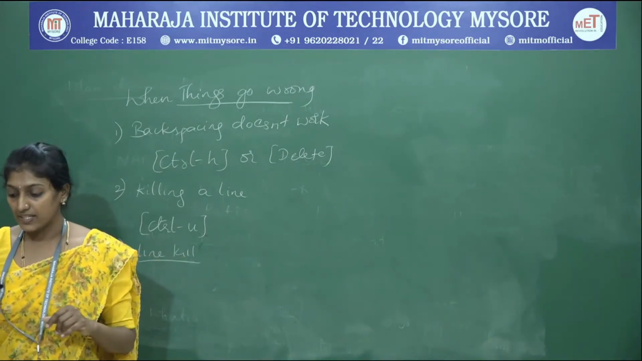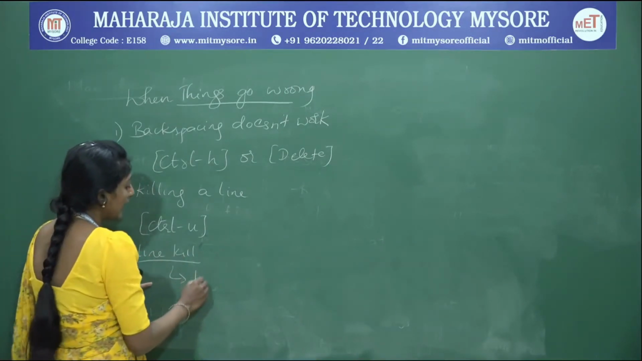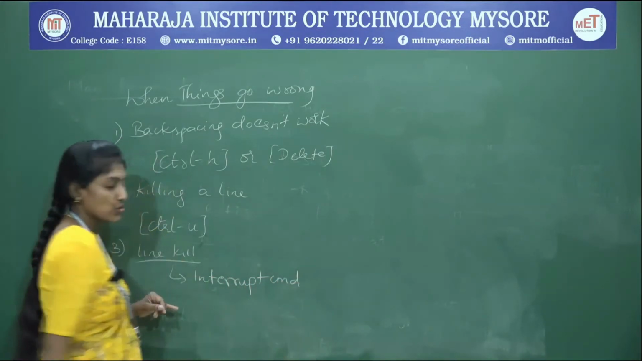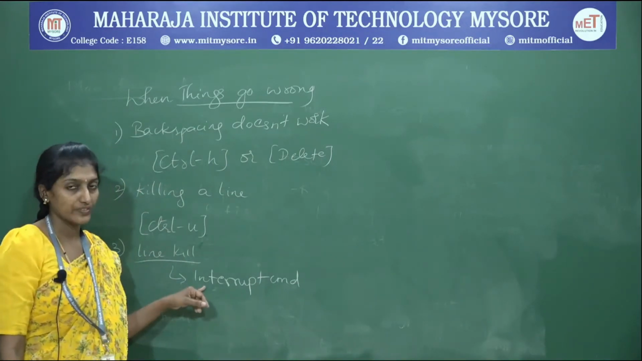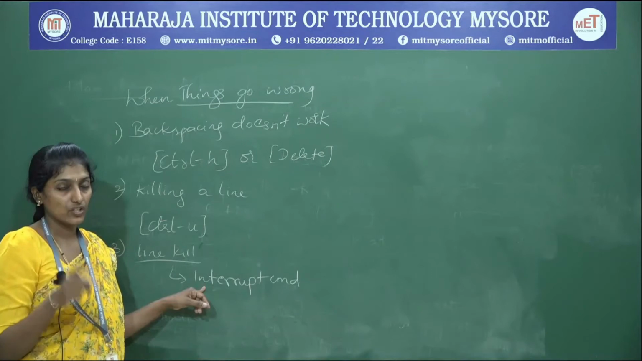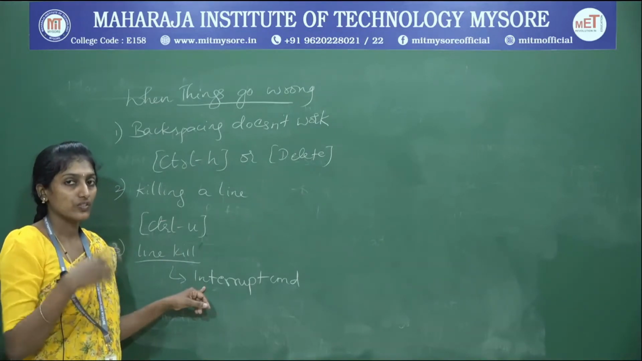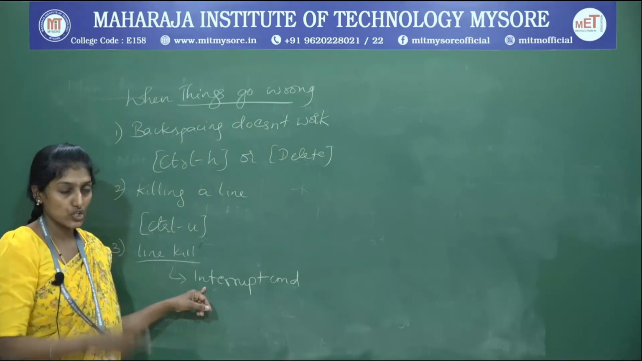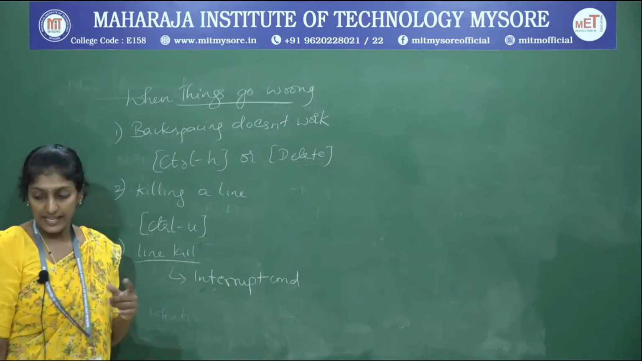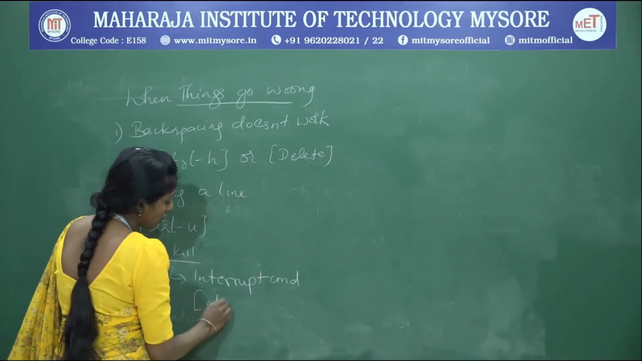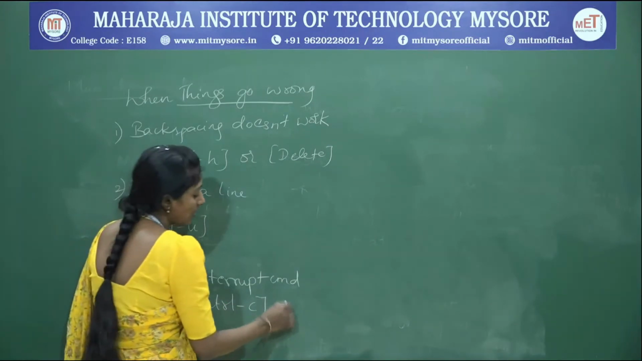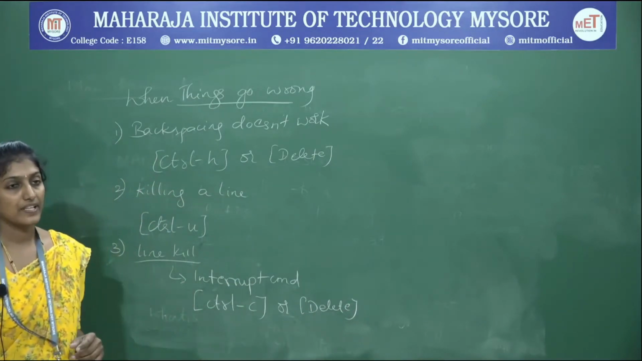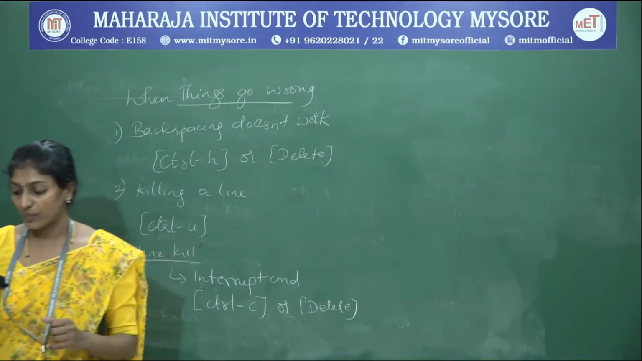So line kill here represents interrupting a command execution. If the user is executing a command and it takes more time to execute, and the user wants to execute another command in between, he can interrupt the execution of that command and execute the next command. That interruption shortcut key is Control C, or you can just press the delete key. So this is interrupting a command.